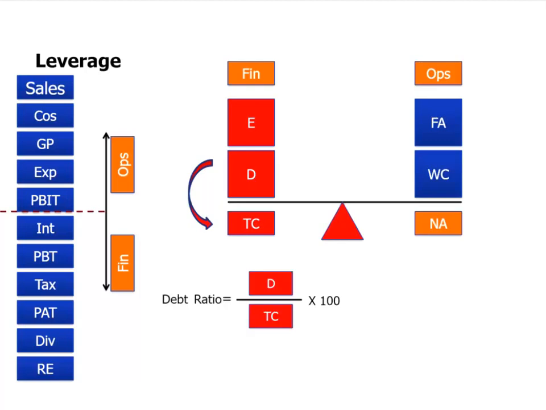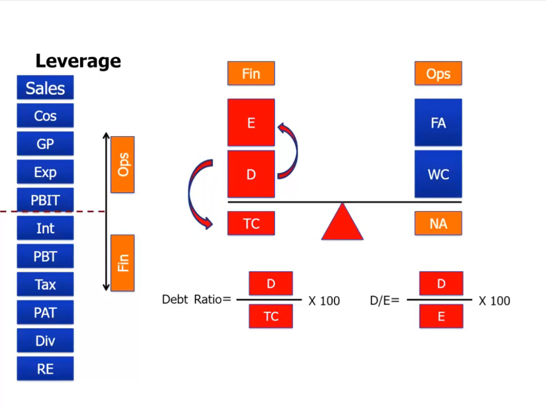Here we're going to take the debt divided by the total capital, often referred to as the debt ratio, and we're going to work that out as a percentage. Now we might also say, well, what's the debt in relation to the equity? Debt to equity ratio. That's another way that we can look at this.